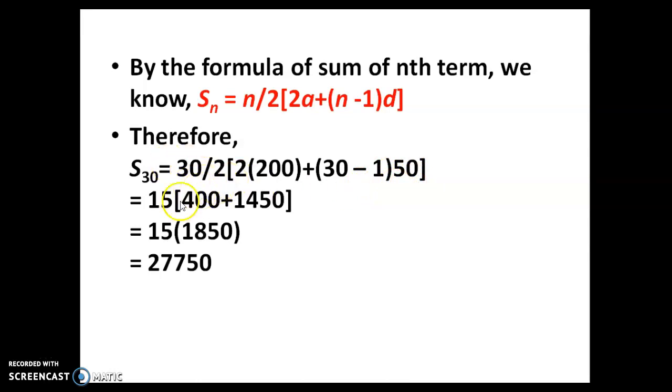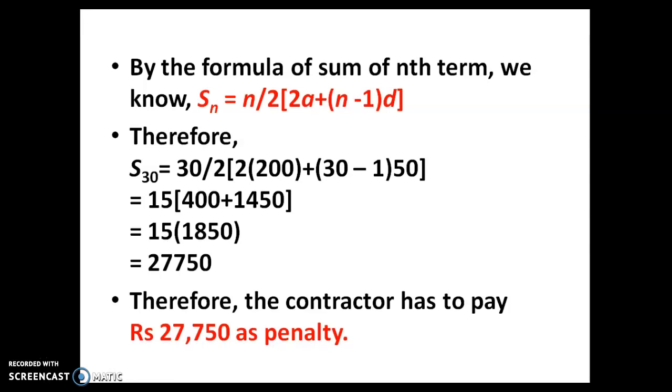Okay, substitute those values. So 30 by 2 is 15. So 2 into 200 is 400. Then 30 minus 1 is 29. 29 into 50 is 1450. Okay, so plus 400 we have to do here. So we will get 1850 into 15. So the final amount he has to pay is 27,750 rupees. So after 30 days, he has to pay a total penalty of 27,750 rupees.